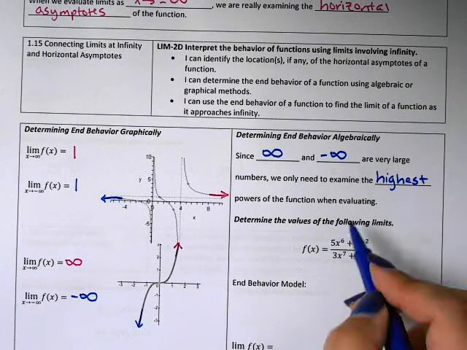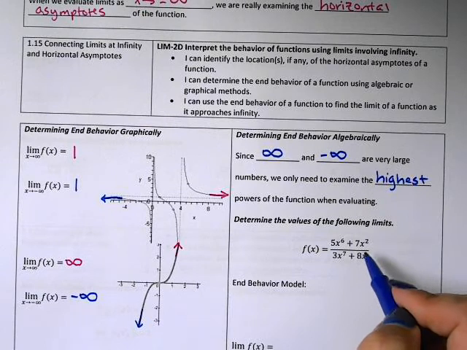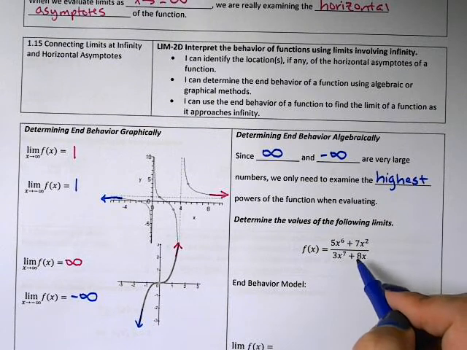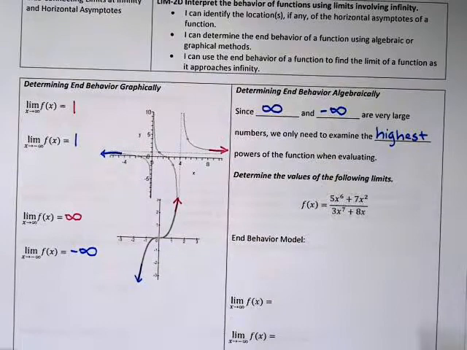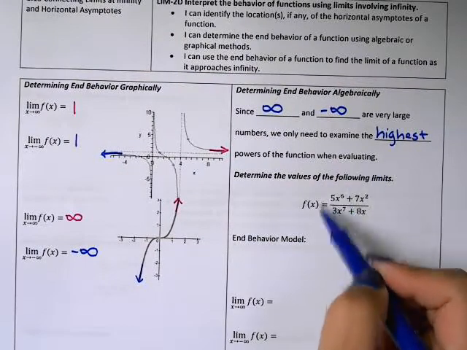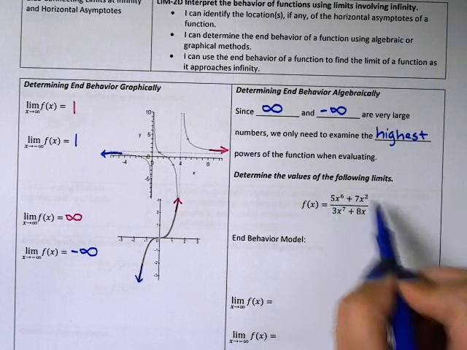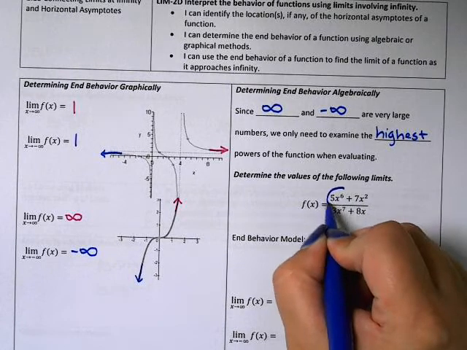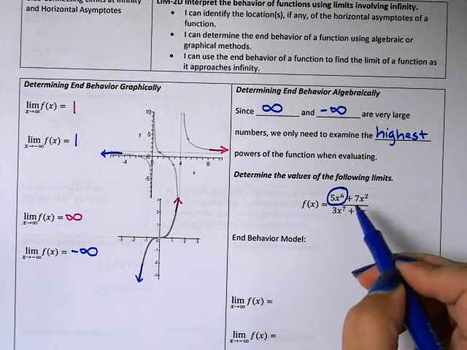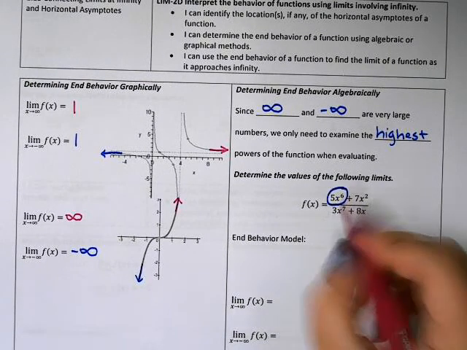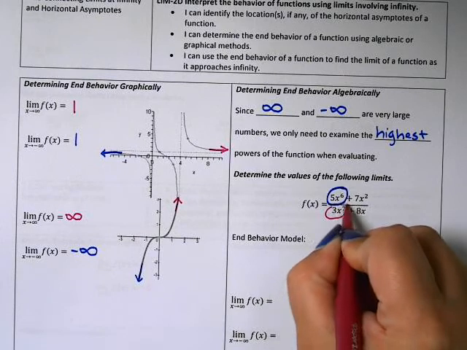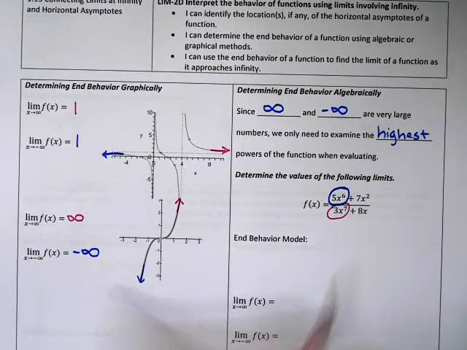So what happens when I give you this actual function? How do you determine this without actually having to graph it? Okay? So what we're going to do is focus on the highest powers of the function. If I look here, the highest power in my numerator is this x to the sixth. So 5x to the sixth is going to be really important. And in my denominator, it's 3x to the seventh.